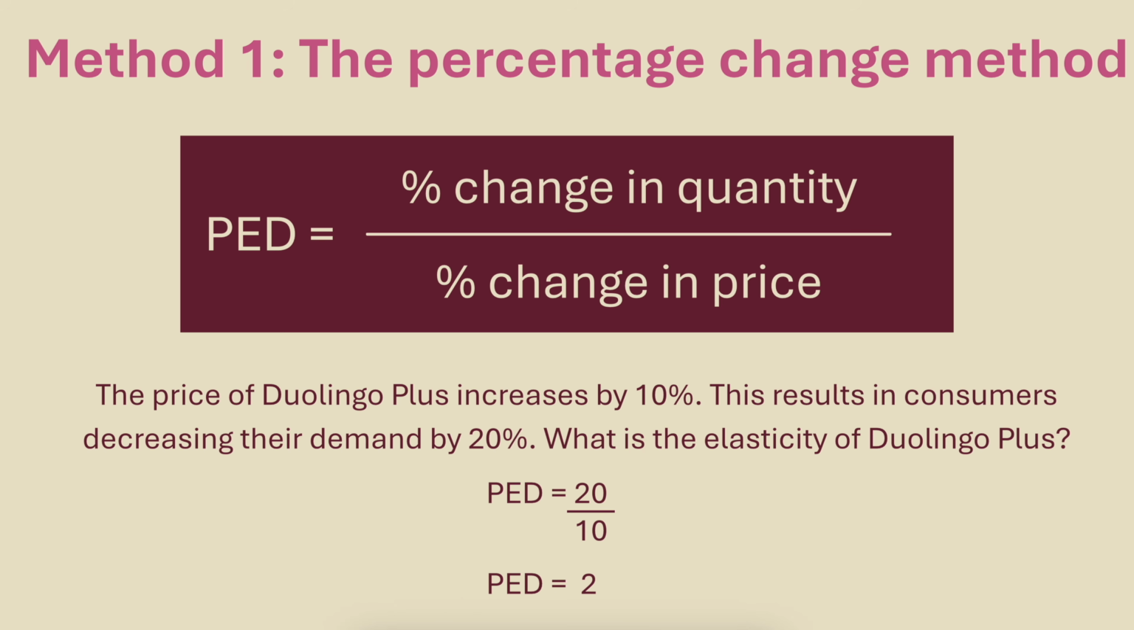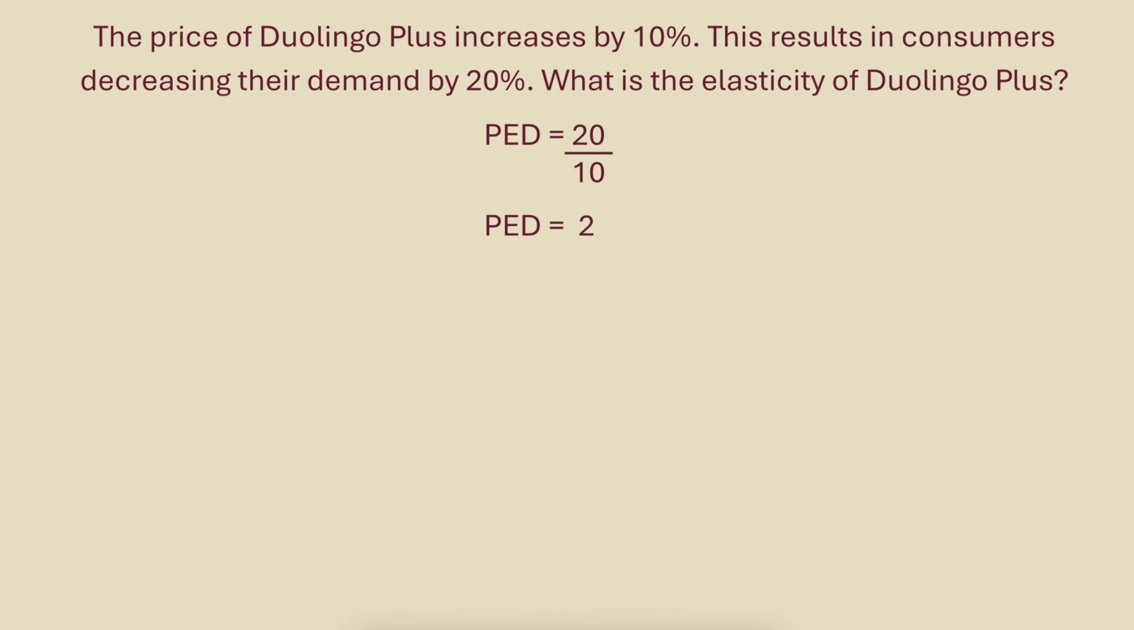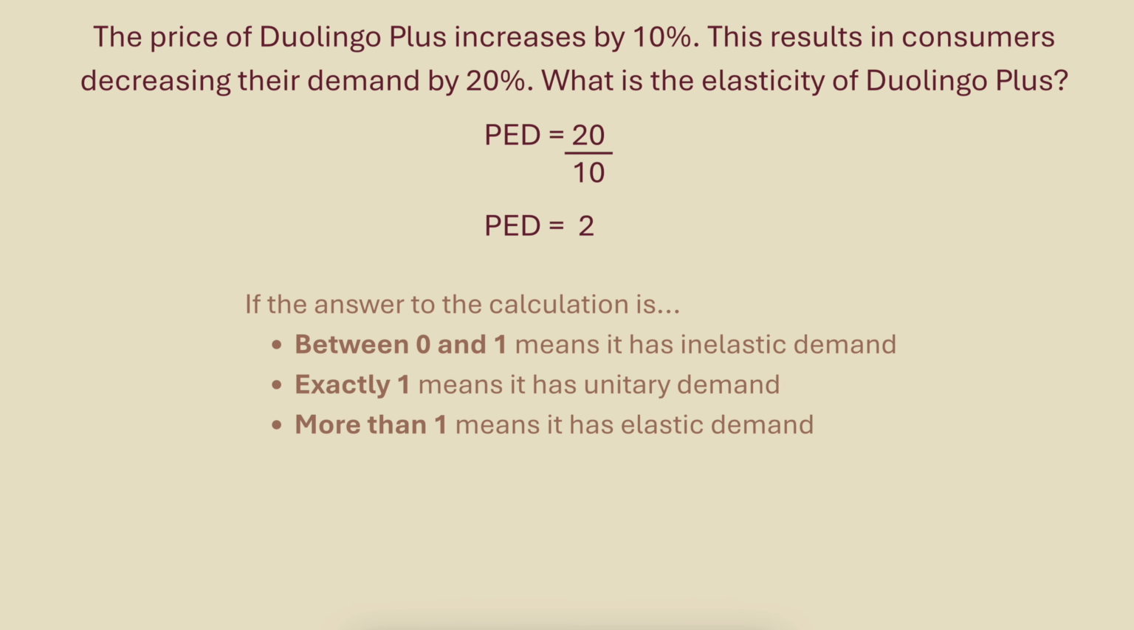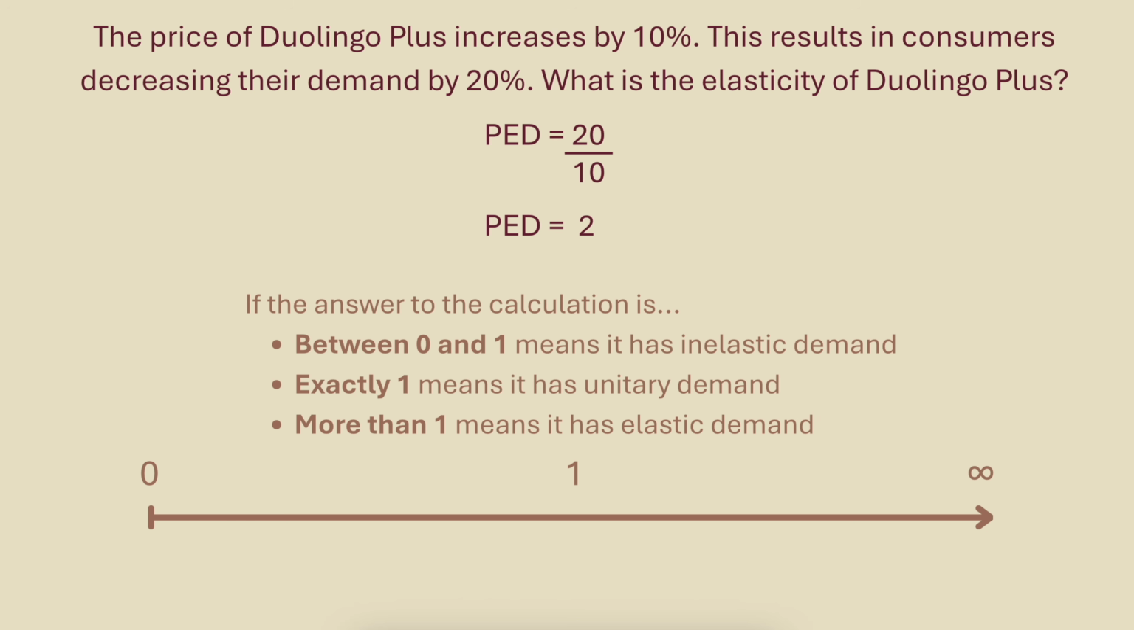Great, so that's all good and well, but what on earth does an elasticity of 2 actually mean? Well, once you've figured out the number, if the answer is between 0 and 1, it means it has inelastic demand. If the answer is exactly 1, this means it has unitary demand. Or if the answer is more than 1, this means it has elastic demand. Again, if it's between 0 and 1, it has inelastic demand. If the answer is exactly 1, it has unitary demand. Or if the answer is more than 1, it has elastic demand.